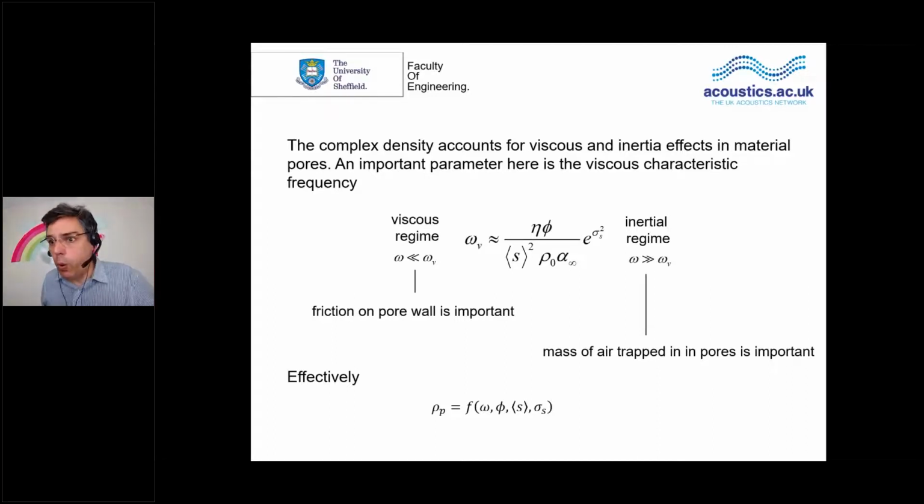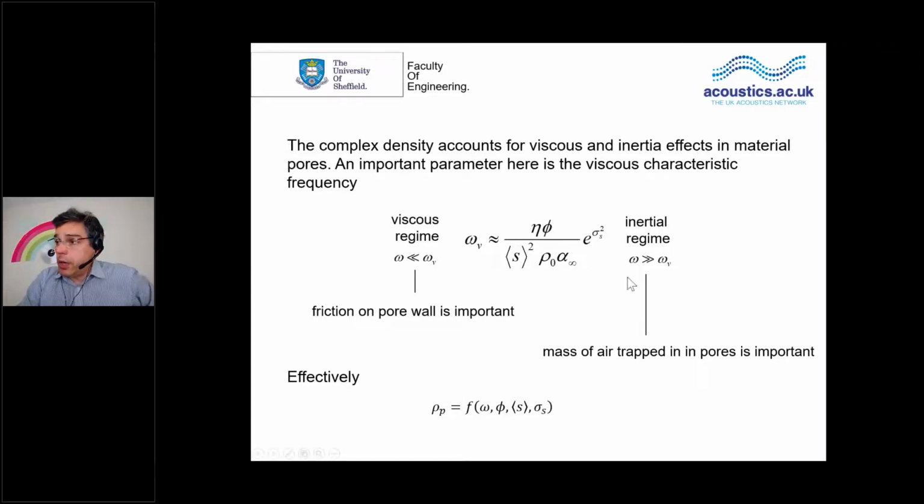So the friction on the pore walls is the dominant mechanism which determines the propagation of sound. Also, there is a high frequency regime when the frequency is much higher than the characteristic frequency, and this is to do with the inertial regime. So basically, when the mass of air trapped in these pores becomes important. And by the way, around this frequency, the thickness of the viscous boundary layer is comparable to the pore size.